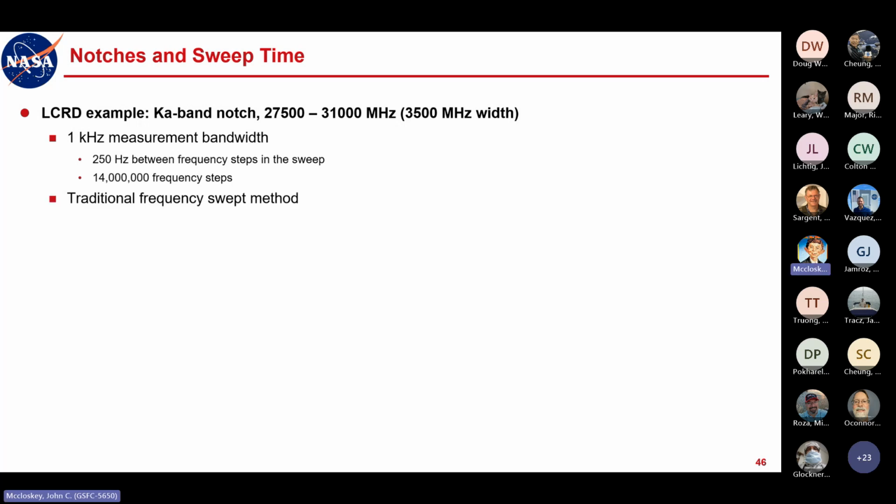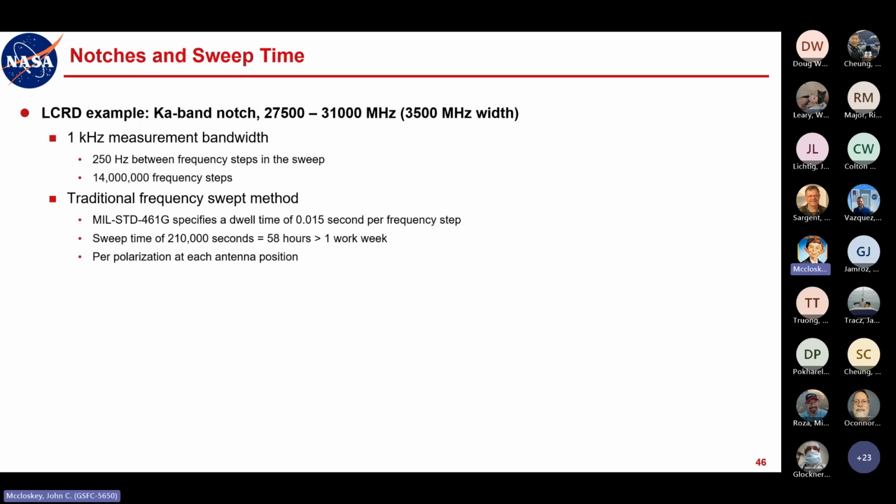So using a traditional frequency swept method, the MIL-STD-461G specifies a dwell time of 15 milliseconds per frequency step. So if you just work through the math, you would have a sweep time of about 58 hours for one, that's about 1 work week plus overtime, right? That's per polarization at each antenna position.